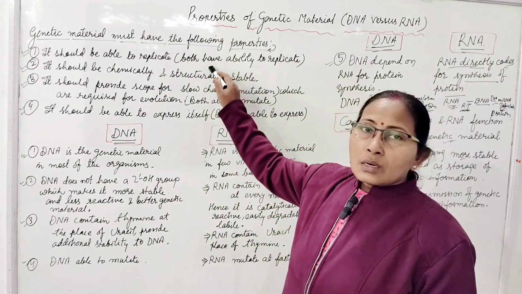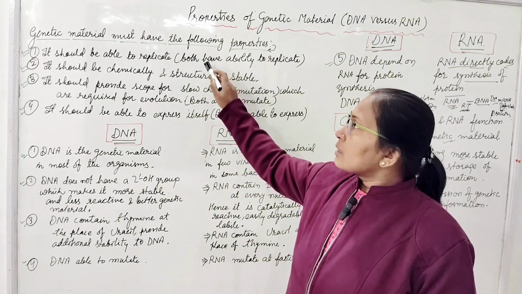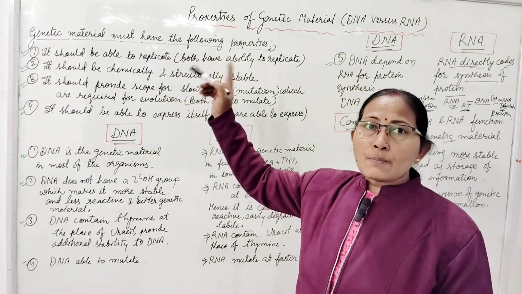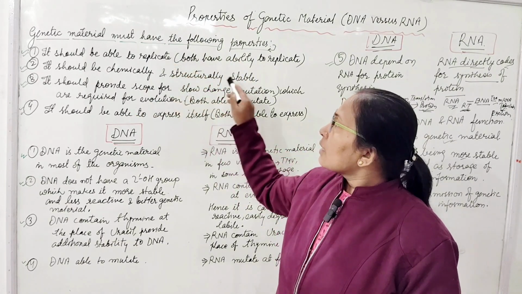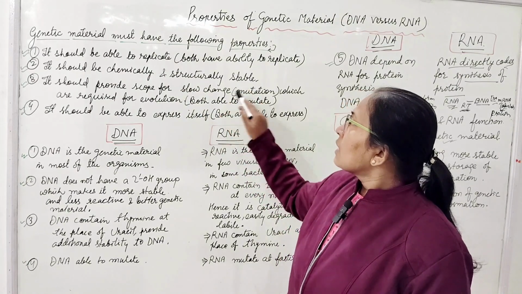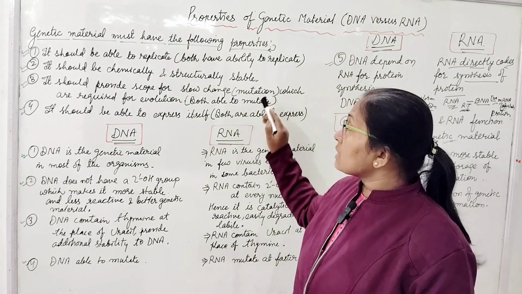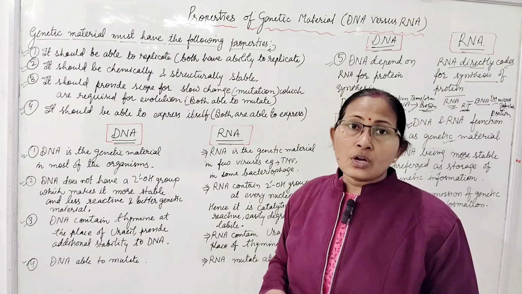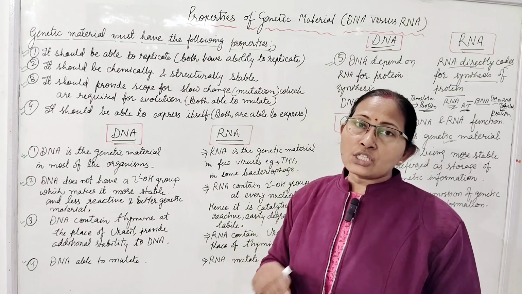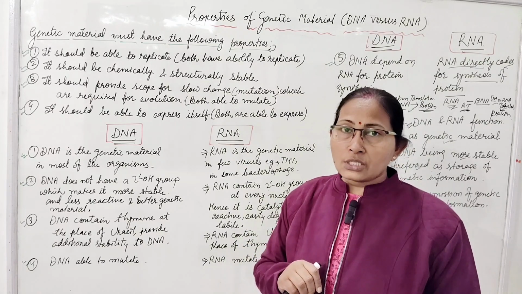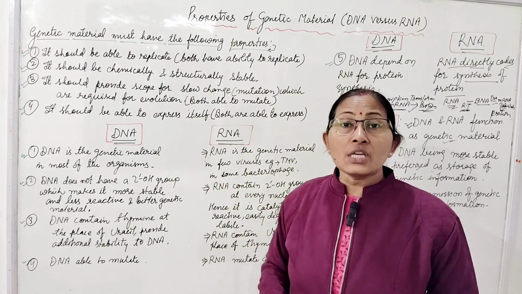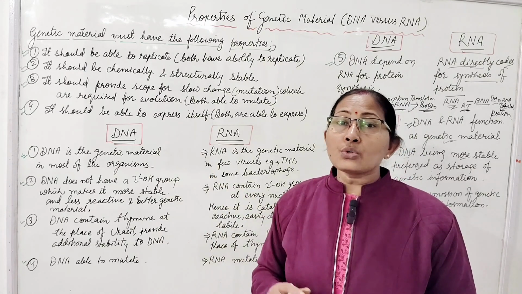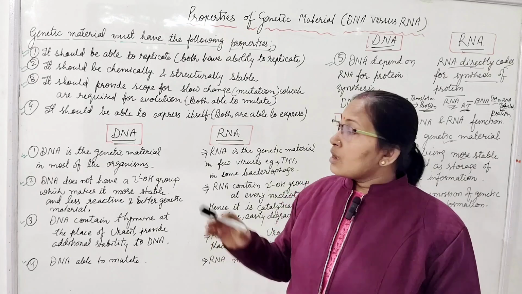So, in the genetic material, some properties must be present: able to replicate, stability, able to mutate, and able to express itself. Four features must be present in the genetic material. We will see the differences between DNA and RNA according to these properties.